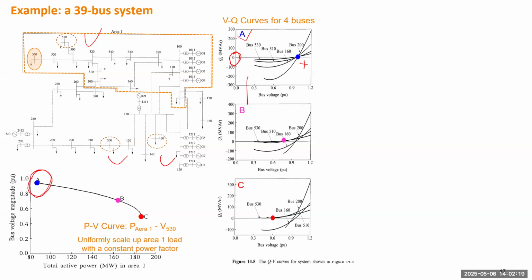Then we move to condition B. You see all the VQ curves still have positive slope, but for the VQ curve with bus 530, the slope has been almost 0. Then when you further change to the condition C, the VQ curve of bus 530 will be tangent to this horizontal line. So that indicates the critical condition.